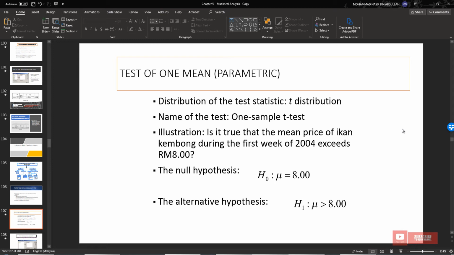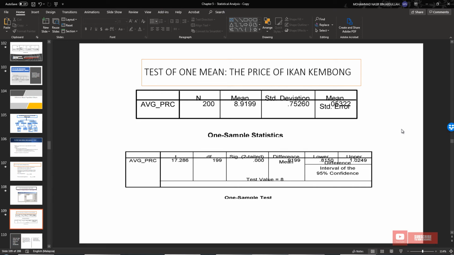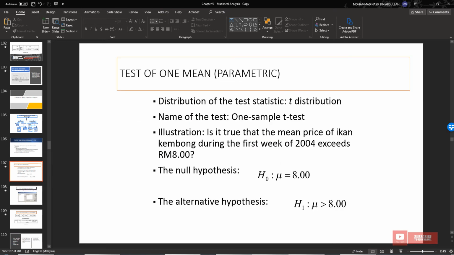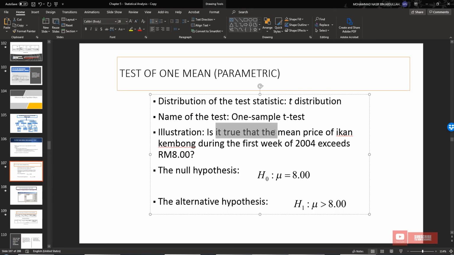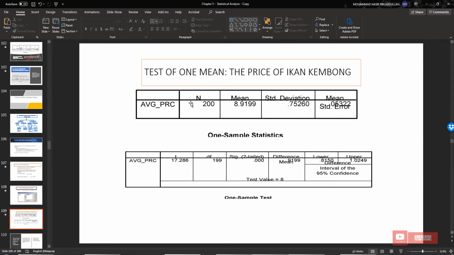So this is how we conduct a hypothesis test. This is the result. Based on this hypothesis test, is it true that the mean price of ikan kembung during the first week of 2004 exceeds 8 ringgit? So the null hypothesis is mu equal to 8. The alternative hypothesis is mu more than 8. So for the result, if you put it into SPSS, the test value should be 8. The result is going to look like this. So this is the mean and standard deviation.